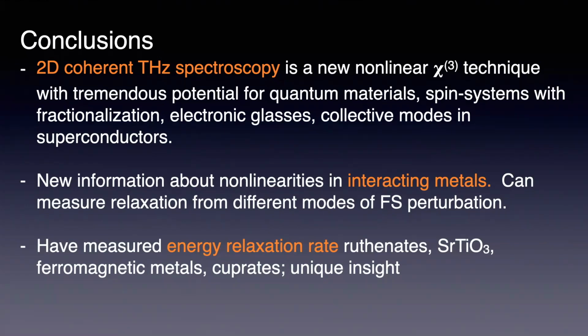I'm going to give you, in particular, new information about nonlinearities in interacting metals, and I will show you that we can measure the relaxation of different modes versus the conventional one of Fermi surface perturbations. In a conventional optical experiment, or even a quasi-DC experiment, we think about taking a Fermi surface, shifting it, and then watching it relax back to equilibrium. But with many more pulses, we can distort the Fermi surface in various fashions and watch it relax. These high-order angular momentum modes encode different information about interactions that you can't get from the linear response. And then I'll give you some specific examples of all this.